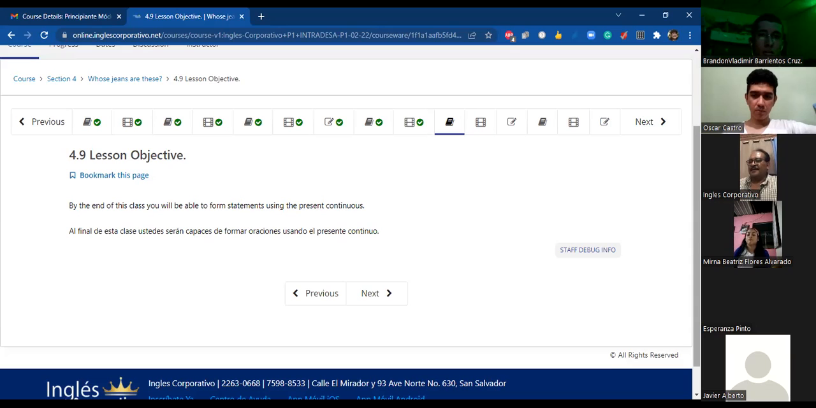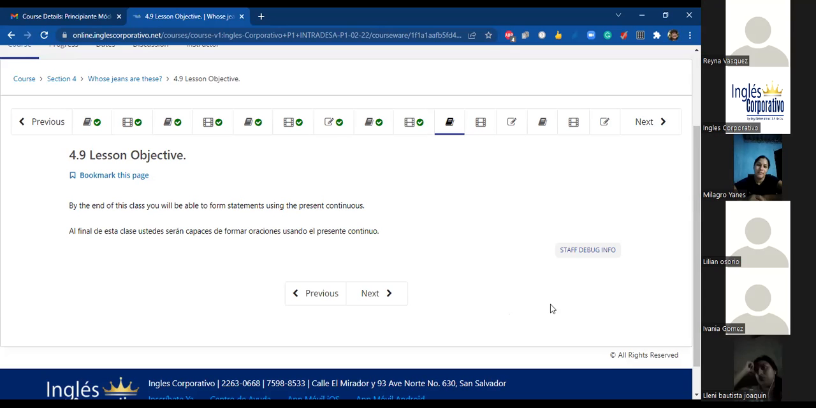O sea, aquí es algo como que vamos a hacer en el momento. Pero no vamos en el momento, sino que se va a hacer entonces. No se va a hacer, lo que es en el momento. Se está haciendo. Ah, ok. Estamos haciendo. Exacto, right?